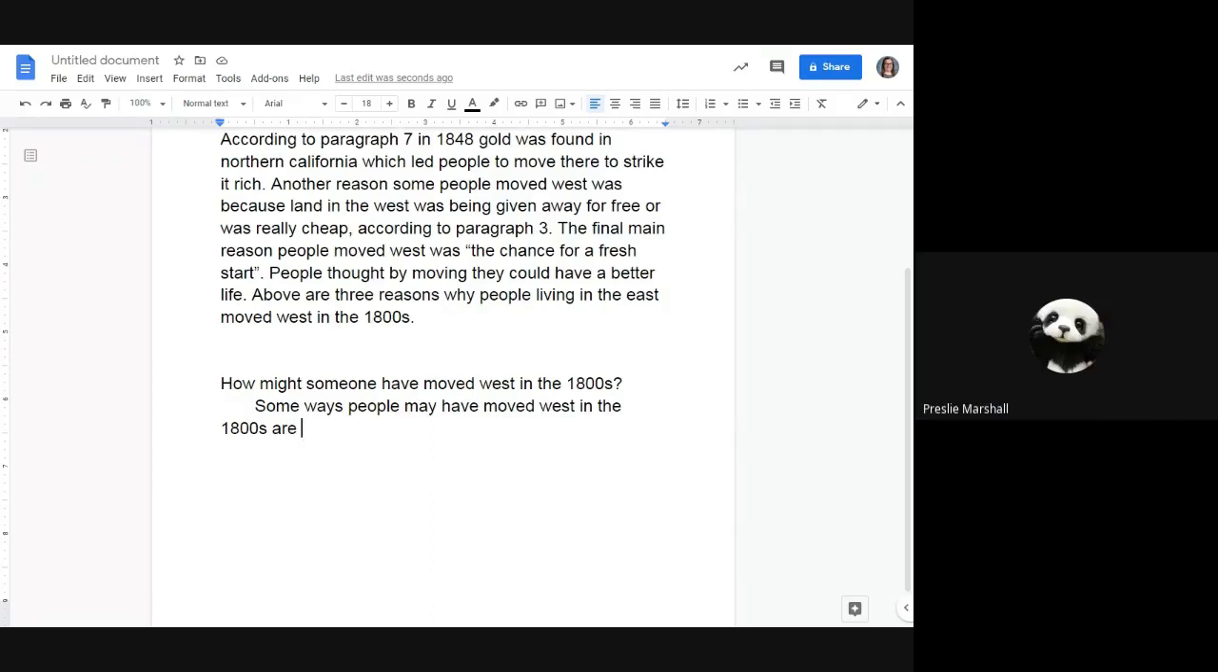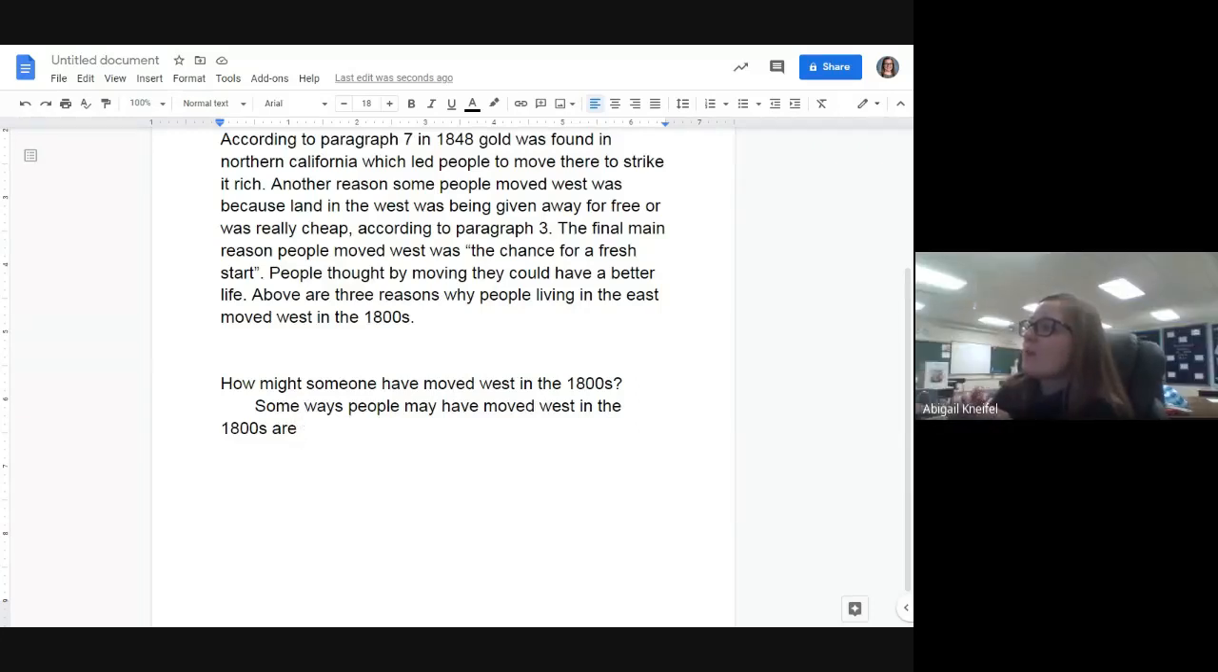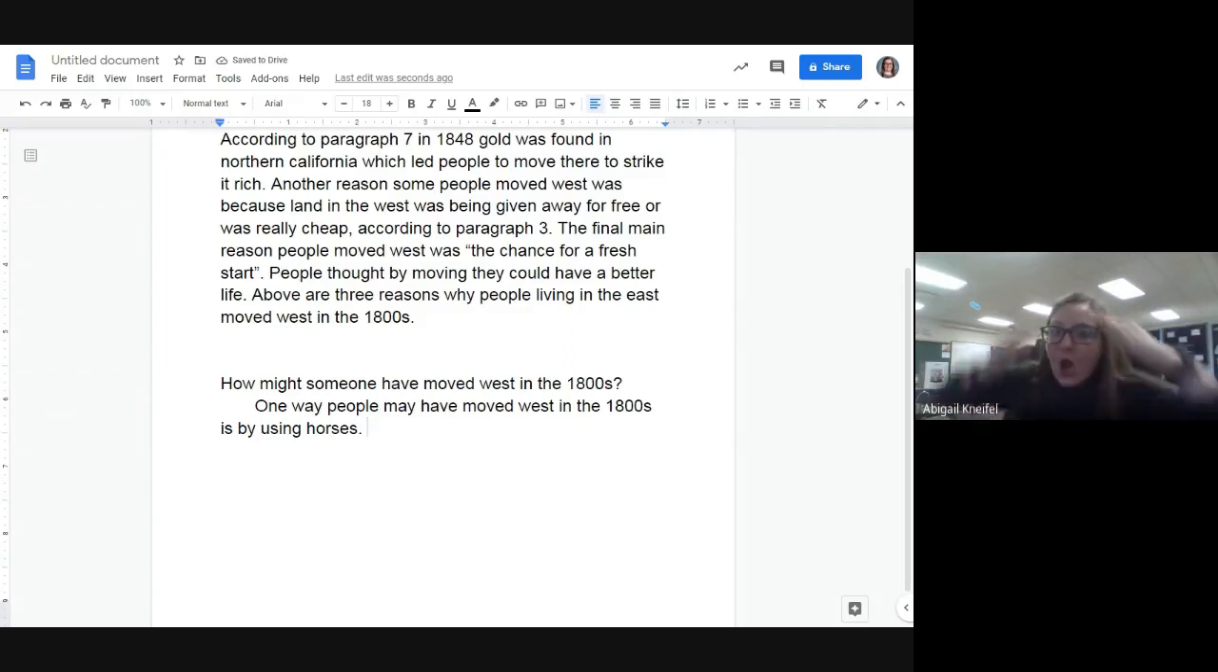One way someone might have moved west is by horses. So some ways people may have moved west in the 1800s. Let's say, we're going to change this and say one way, and then we'll say another way later. So one way people may have moved west in the 1800s is by using horses, period. Now, why would people have used horses? Let's add some details. And remember, it doesn't explicitly say in here, let's just use our schema.